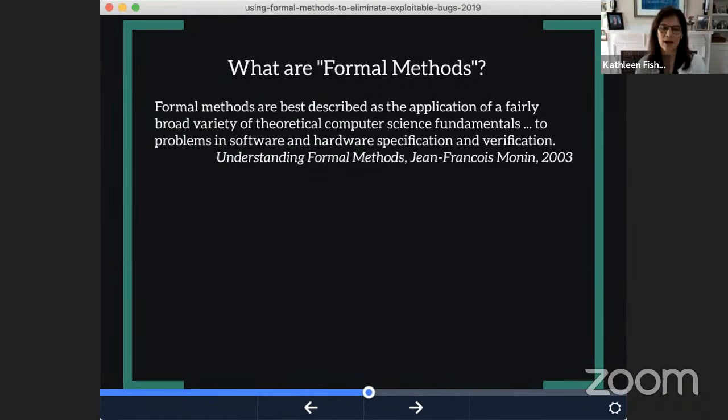When I started putting together this talk, I looked around for formal definitions of formal methods. And this is the one that appealed to me the most: formal methods are best described as the application of a fairly broad variety of theoretical computer science fundamentals to problems in software and hardware specification and verification. So it's super vague, doesn't really say very much. It's a little bit like Justice Stewart's famous comment, I know it when I see it.